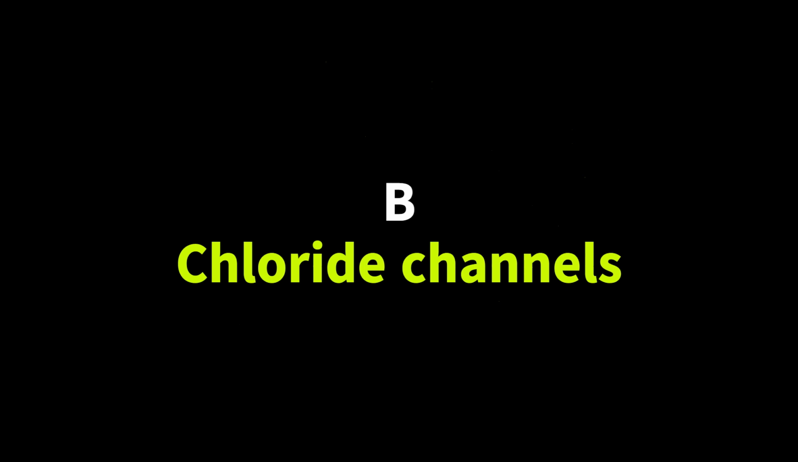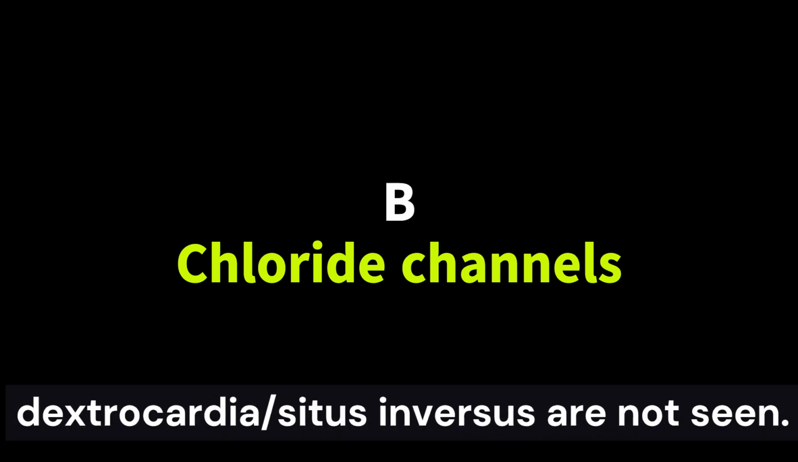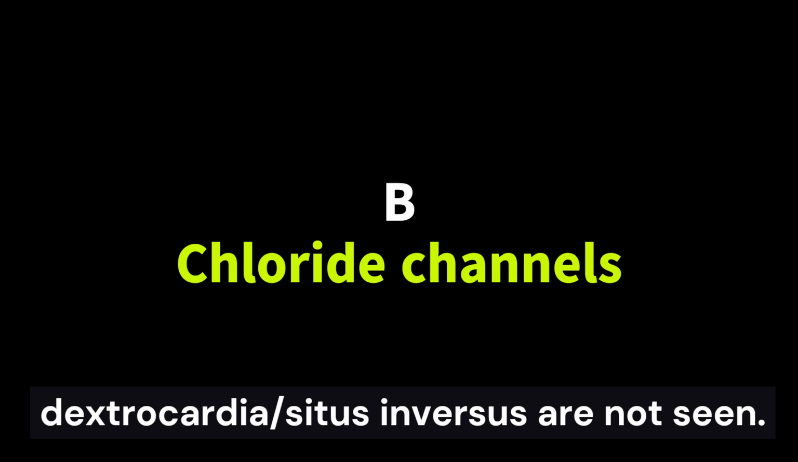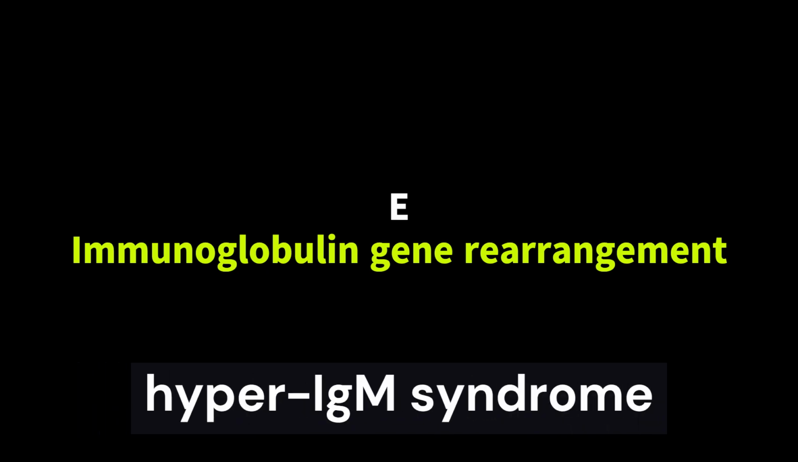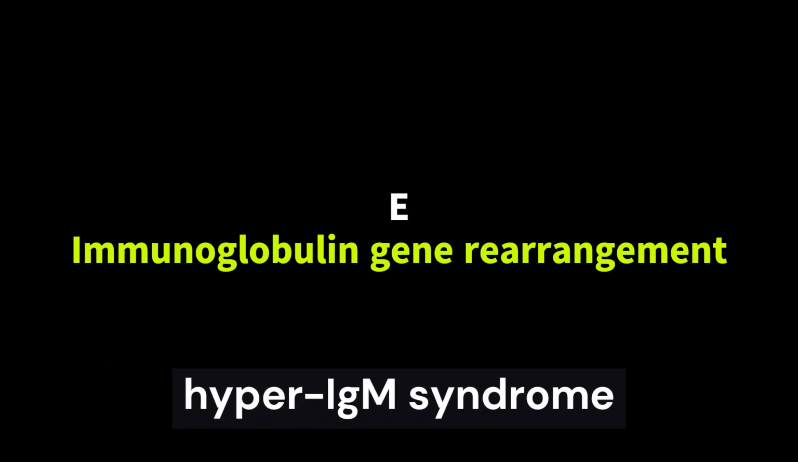B. Chloride channels. Epithelial cell chloride channels are defective in cystic fibrosis. Although patients with cystic fibrosis typically have recurrent respiratory infections and infertility, dextrocardia or situs inversus are not seen. D. Interleukin-2 receptor. Defects in T-cell interleukin-2 receptors can cause severe combined immunodeficiency disease. E. Immunoglobulin gene rearrangement. Immunoglobulin gene rearrangement is impaired in hyper-IgM syndrome. In this disorder, B cells produce high amounts of IgM but are unable to switch production to other immunoglobulin classes.